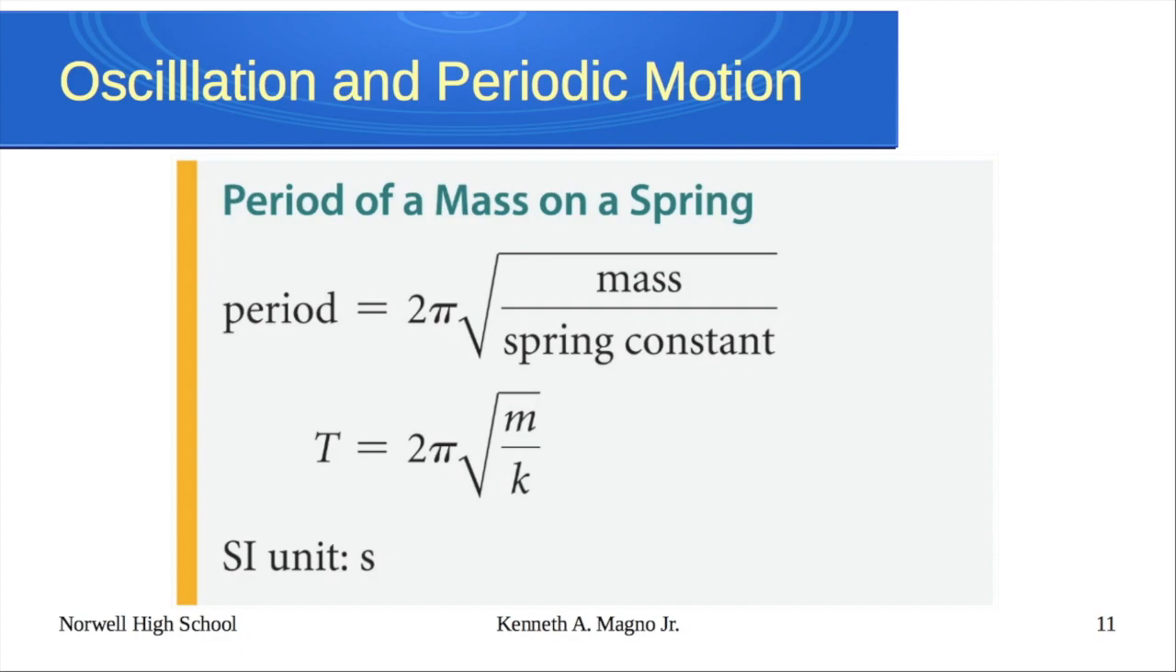Okay. The frequency now will be actually the inverse of this. So the frequency would be 1 over 2 pi, and that 2 pi is kind of in parentheses there, square root of k over m. All right, but right now the main one we're looking at is the period. So period would be equal to 2 pi square root of m over k.